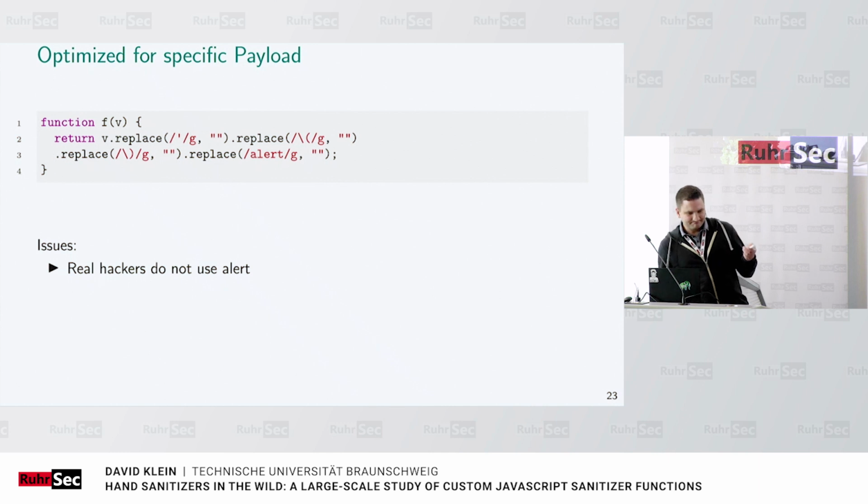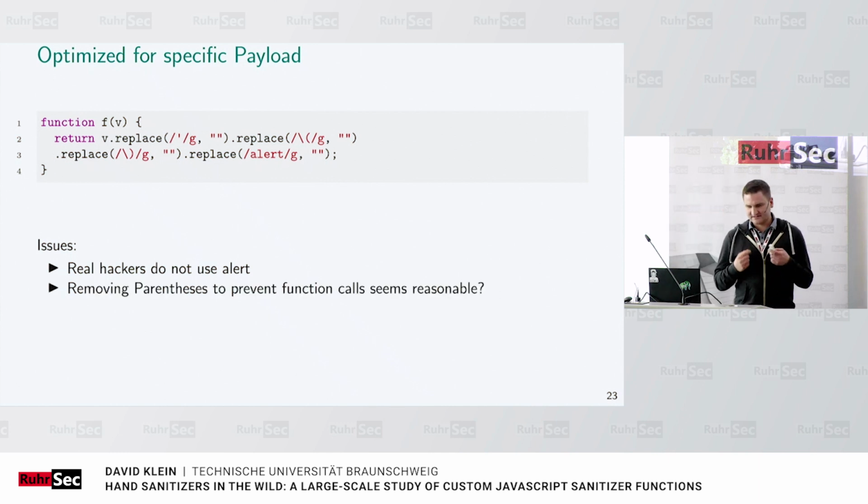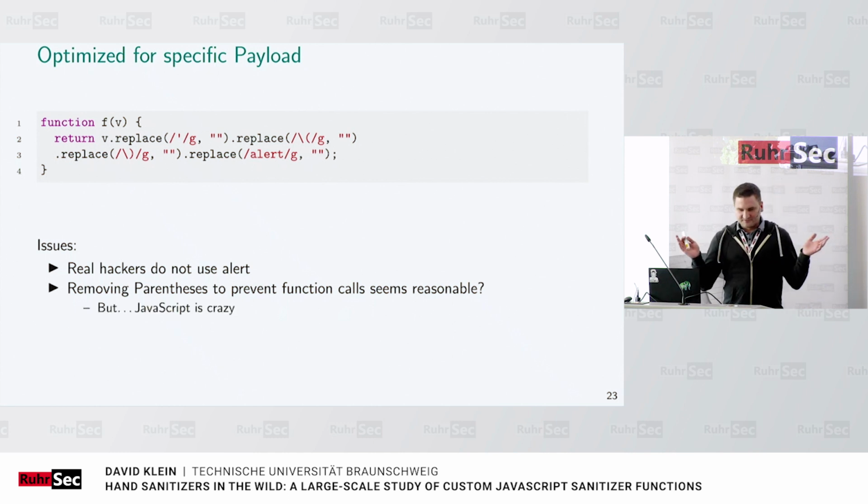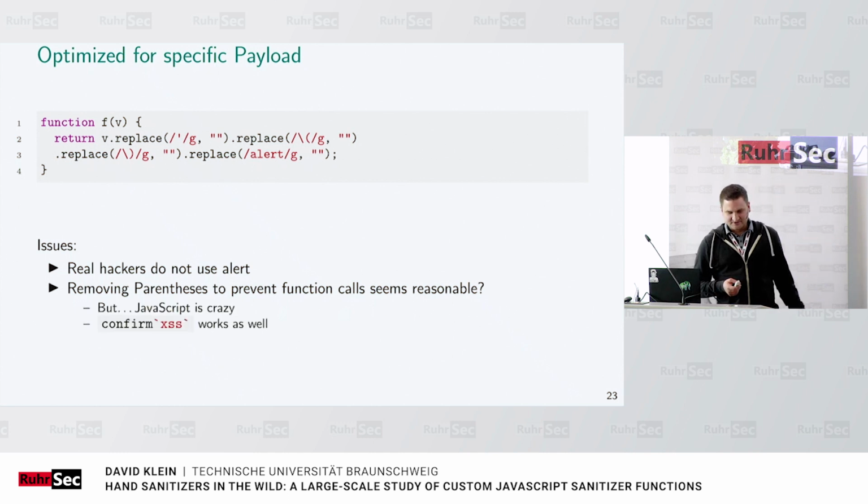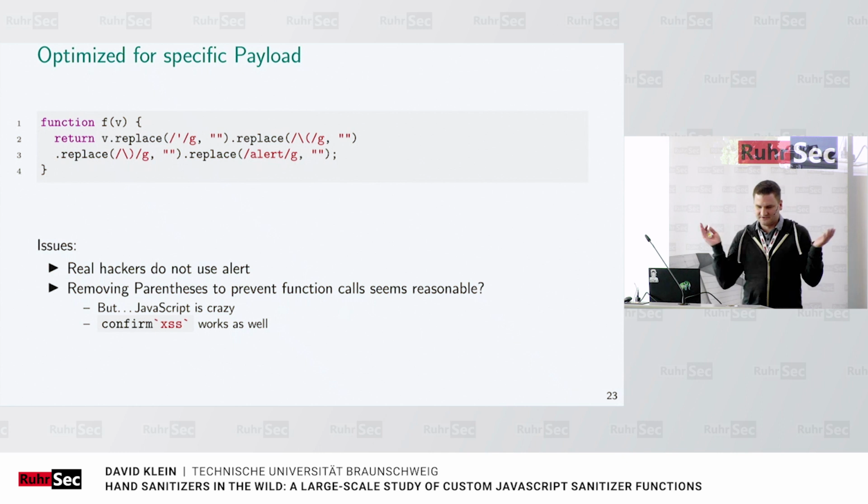And deleting parentheses to prevent function calls sounds at first like a reasonable idea. Like if you prevent function calls, it's much more limited what the attacker can do. But it's JavaScript, right? And JavaScript is crazy. You can also call it like this. I'm not 100% sure why it works, but it works. And so you don't need parentheses or single quotes to call a function.